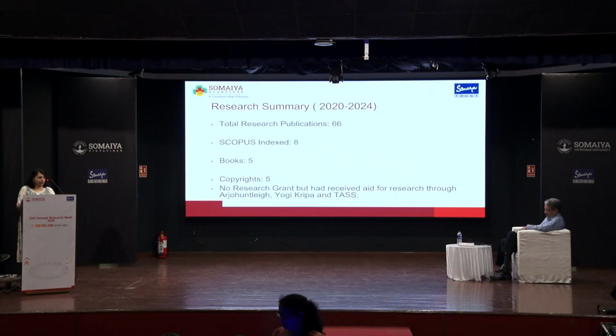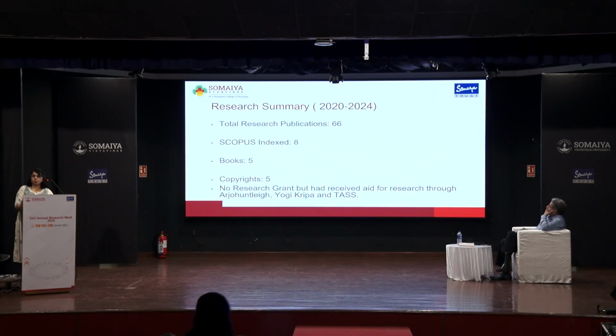In short, till now the research publications are 66, but we had to start a culture. Though the number 66 seems very big for a small institute, these were all in peer-reviewed journals. And the Scopus indexed articles are till now 8.